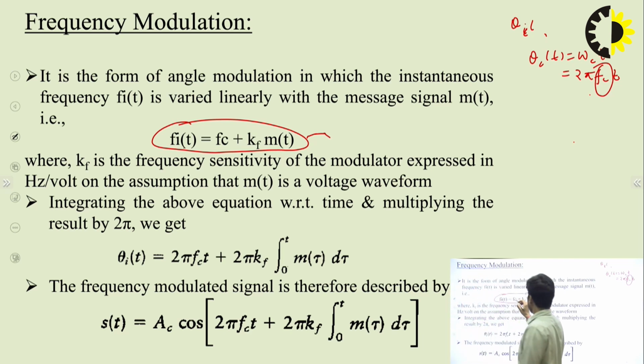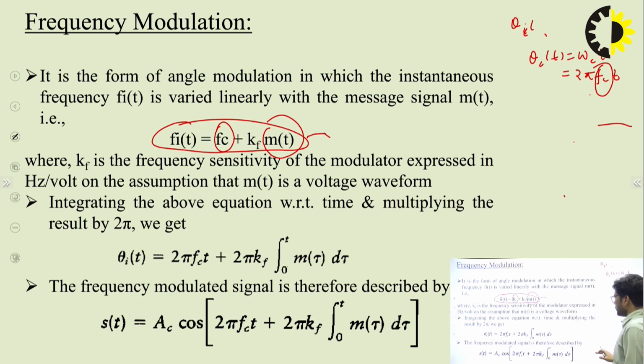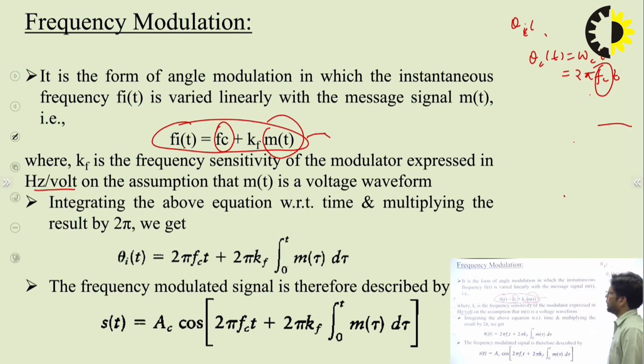Here fc is the frequency of the actual carrier signal and m(t) is the message signal, right? So you can see this carrier frequency is varied in accordance with the instantaneous value of the message signal. Here kf is the sensitivity factor, so we can call it the frequency sensitivity factor for the frequency modulation, right? And the unit for kf is always hertz per volt. You can see here, hertz per volt.